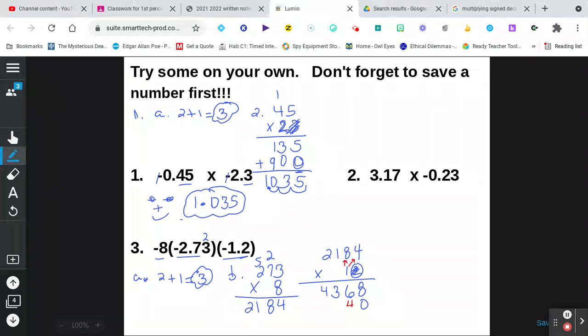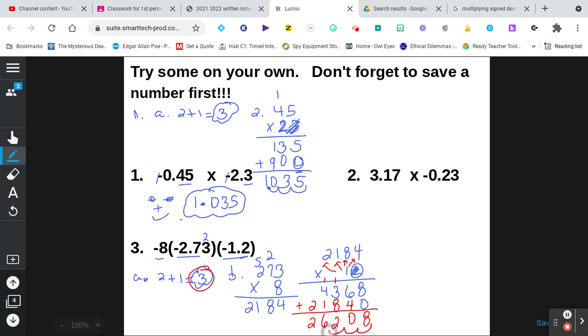1 times 8 is 8. 1 times 1 is 1. And 1 times 2 is 2. And I'm going to add up what I have. 8, 10, carry the 1. That's 12. Carry the 1, that's 6. Bring down my 2. And I committed 3 to memory.